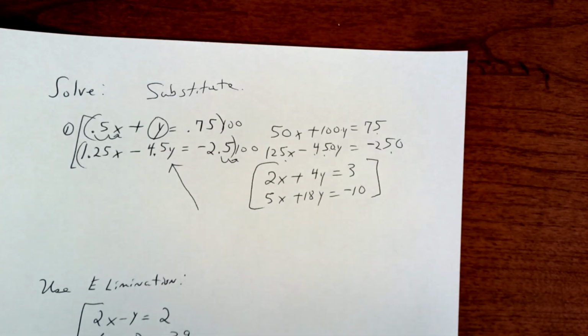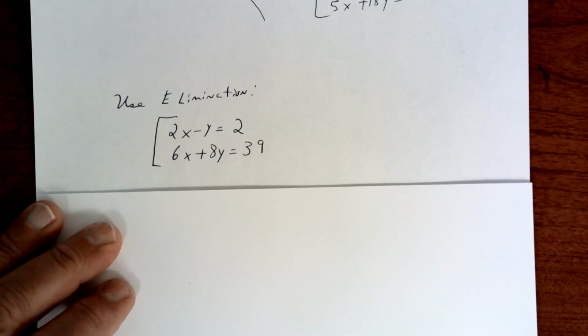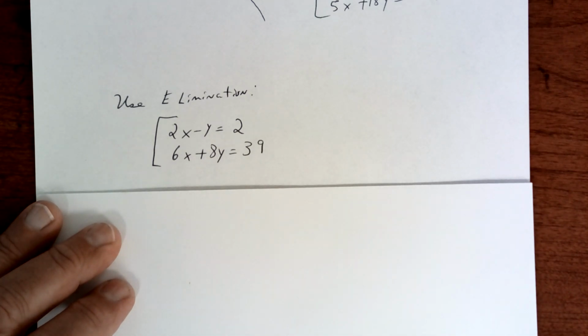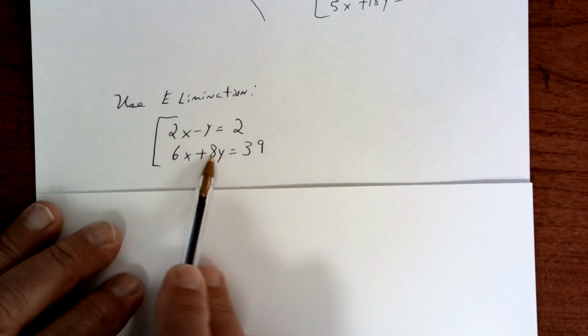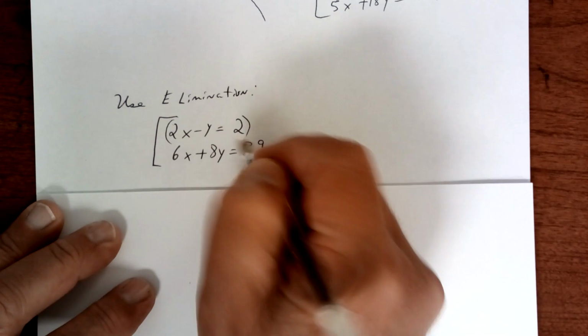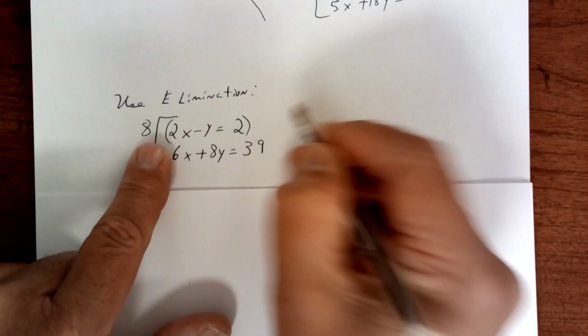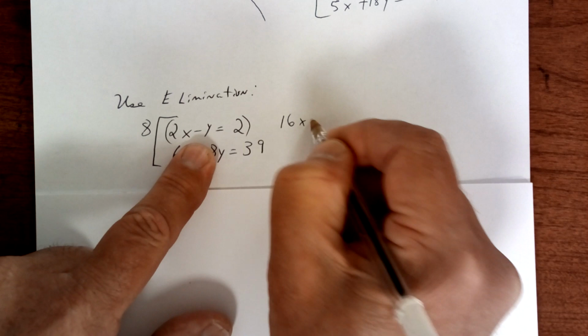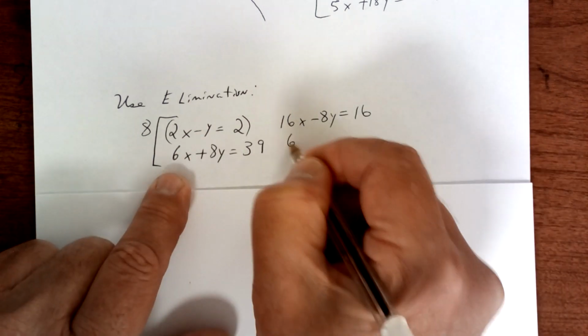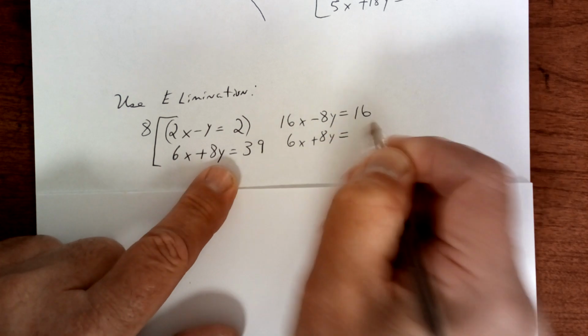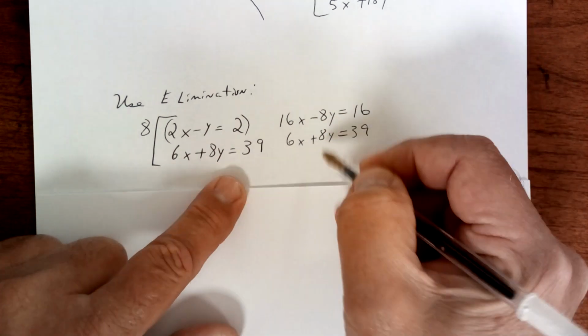So look up at this one. To do elimination on your test this weekend, you're looking for something to cancel. You see how this is a plus and a minus? If this was an 8, these would cancel. So I'm going to multiply this one by 8. So 8 times 2 is 16 minus 8y equals 16. This one right here stays the same. And then when you add these up, this cancels.